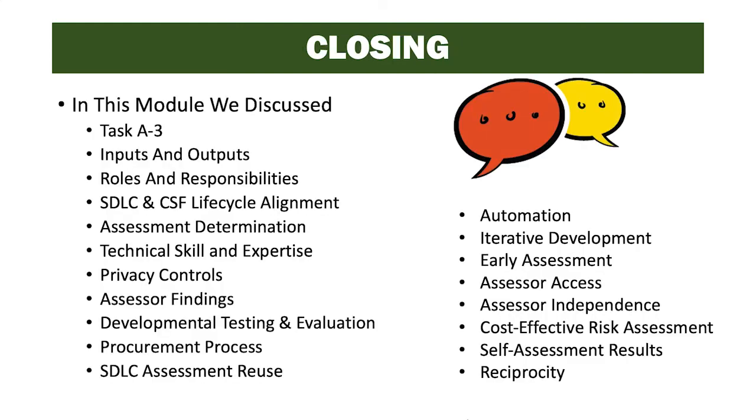In closing, in this module we discussed a lot of stuff. We talked about task A3, its inputs, outputs, roles, and responsibility, the SDLC and CSF lifecycle alignment, the assessment determination, technical skill and expertise of the assessor, privacy controls, the assessor findings, development, testing, and evaluation, the procurement process, SDLC, assessment reuse, the use of automation, iterative development, early assessment, assessor access, assessor independence, cost-effective risk assessments, self-assessment results, reciprocity, and of course, references. If any of this doesn't look familiar to you, I'd say go back and look at that portion of the video again. If it all makes sense, on to the next video, or if you're taking the class, on to the remainder of the course.